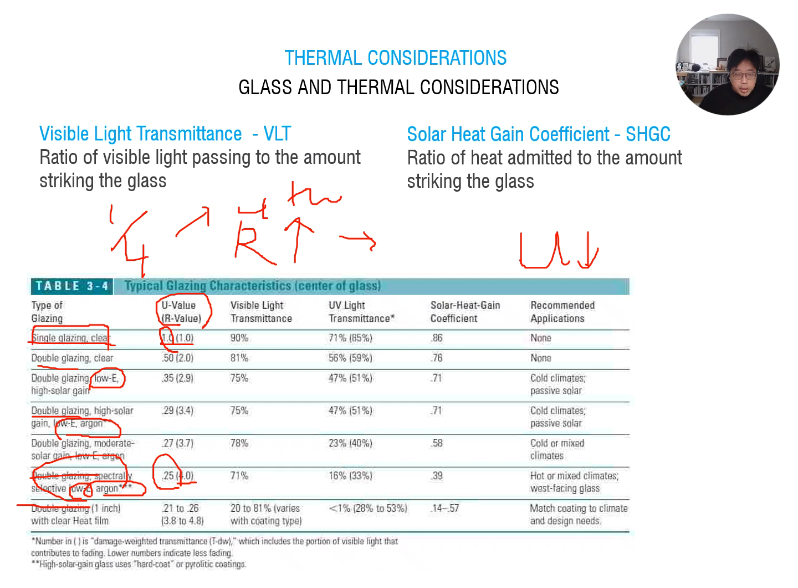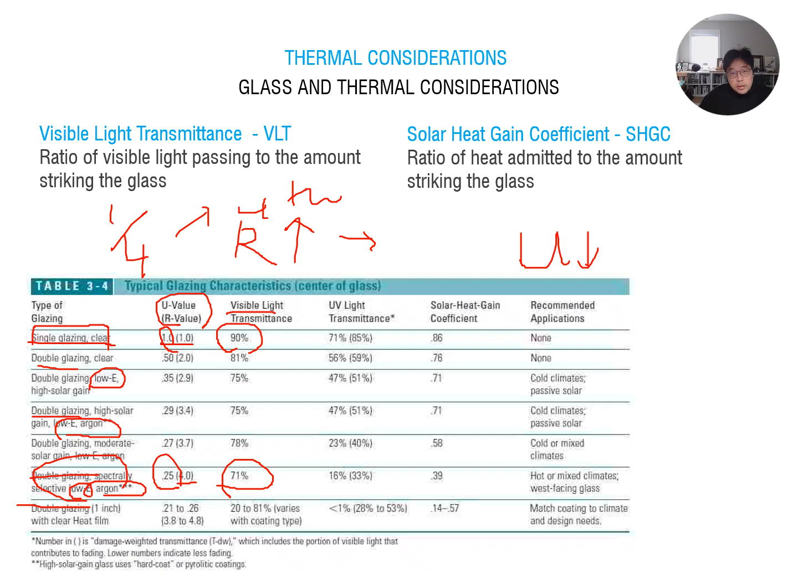So therefore, you can easily find the performance of each glazing type. And also when you compare the VT, the visible light transmittance, which is the ratio of visible light passing to the amount striking the glass. Most light passes through the single glazing system, but here only 71% transmits the light. So that's why you can block the glare from the outside.